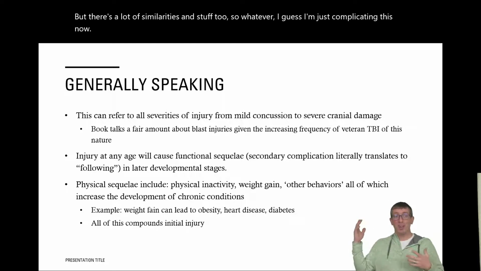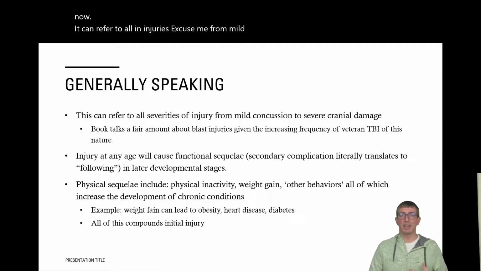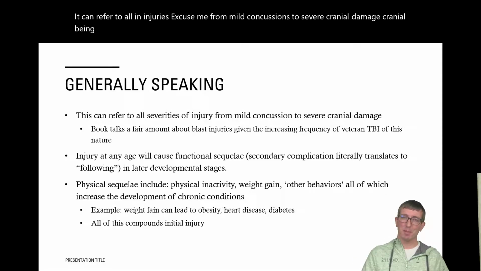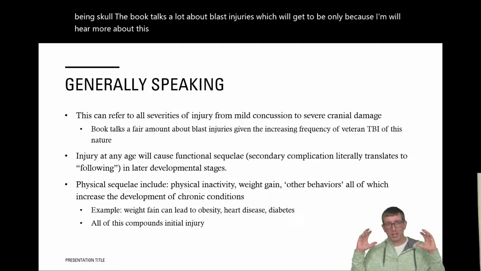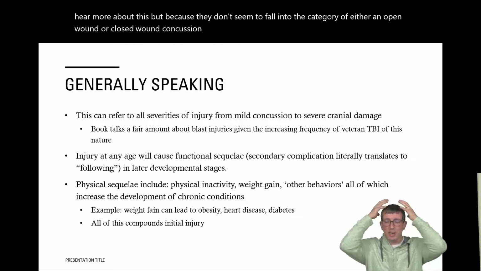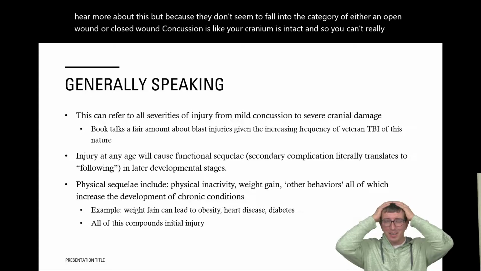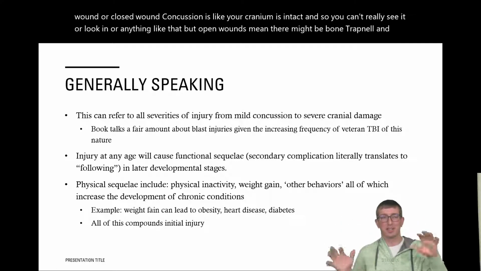It can refer to all injuries, from mild concussions to severe cranial damage, cranial being skull. The book talks a lot about blast injuries, which we'll get to, because they don't seem to fall into the category of either an open wound or a closed wound. Concussion is like your cranium is intact, so you can't really look in. But open wounds mean there might be bone shrapnel and lacerations and that kind of thing.